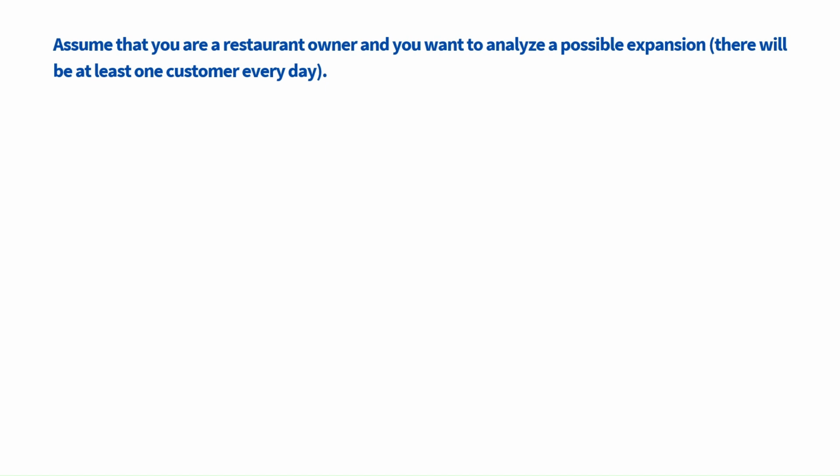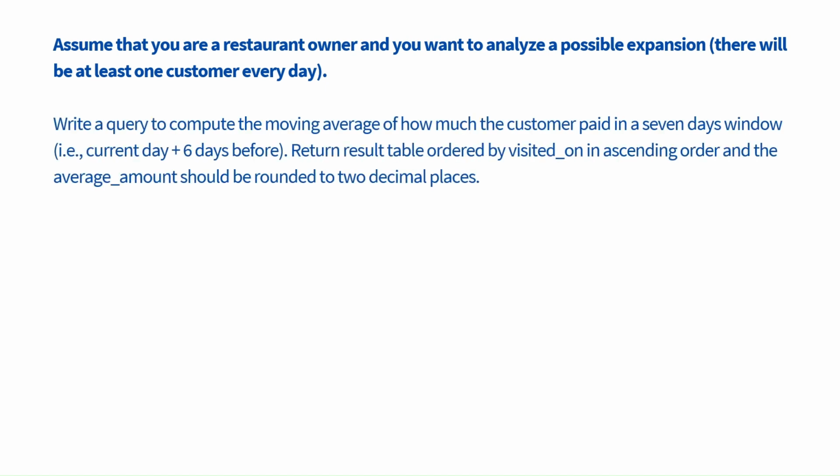Basically what you need to do is write a SQL query to compute the moving average of how much the customer paid in a 7 days window. The 7 days window will consist of the current day amount including the 6 days before amount. And thereon you just need to return the result table ordered by visited on in ascending order, and the average amount should be rounded to 2 decimal places.